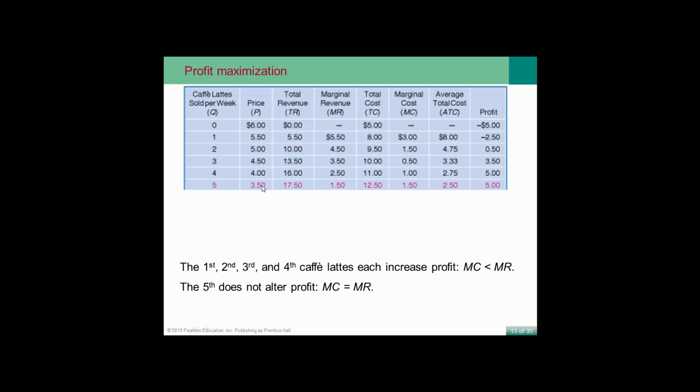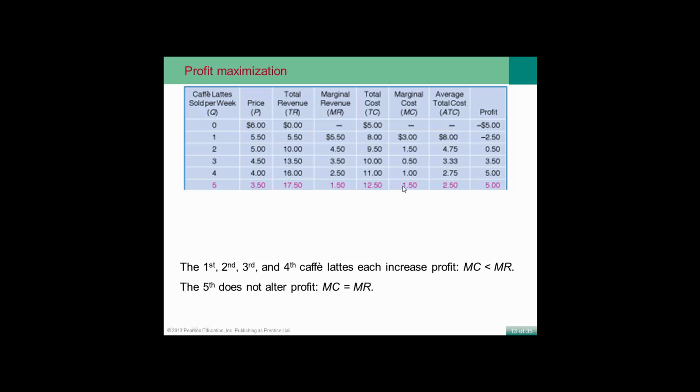So at 5, the price is $3.50. They're selling 5 lattes, so that's a total revenue of $17.50. Marginal revenue, the additional from going from 4 to 5, is $1.50. The total cost is $12.50, and marginal cost. So marginal revenue equals marginal cost. So basically, this is like a break-even marginal revenue, marginal cost.